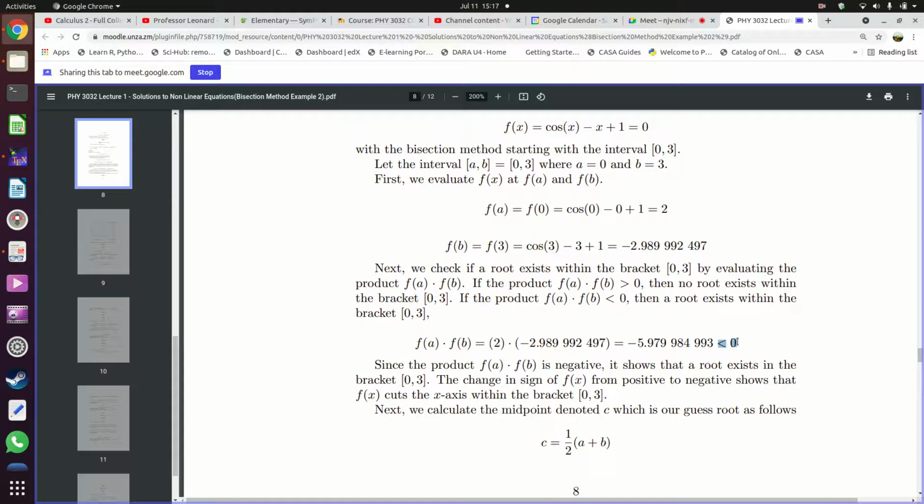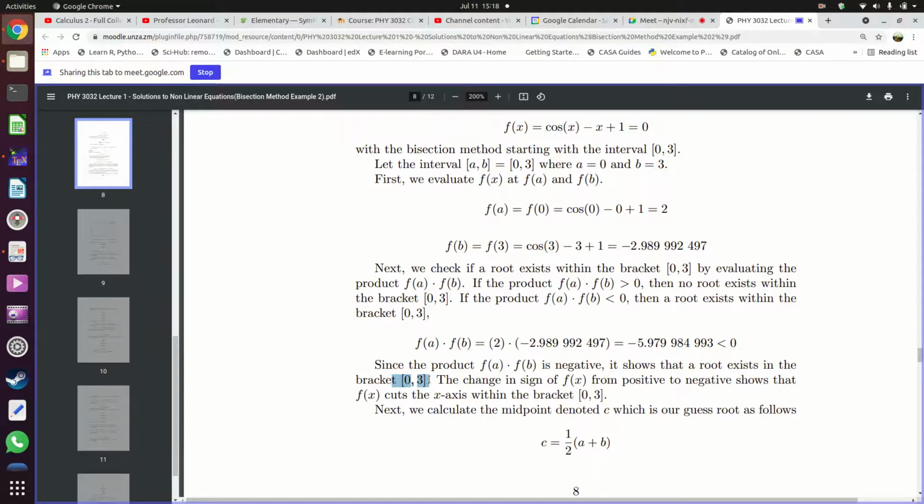Are we clear? Yes. Since our product f of A times f of B is negative, this shows that a root exists in the bracket 0, 3. So this is how you would check if you didn't have a graph of what this function looks like. If you don't have a graph, then you'd check like this.